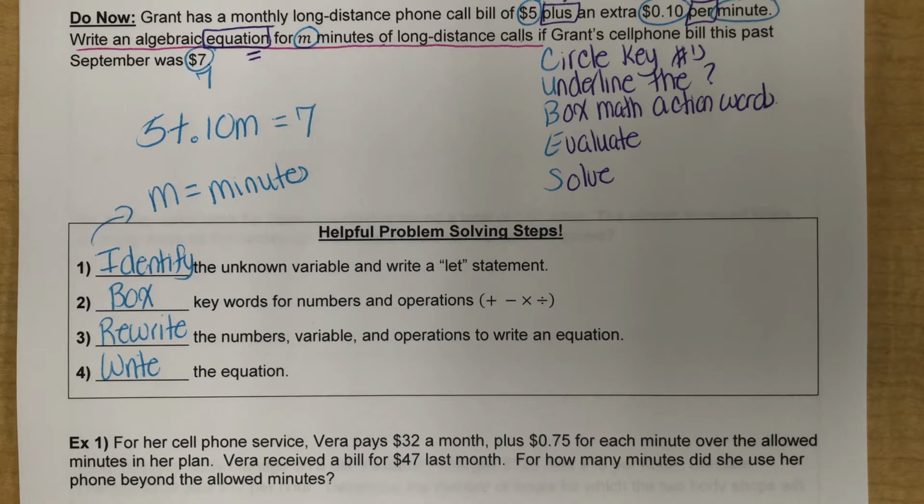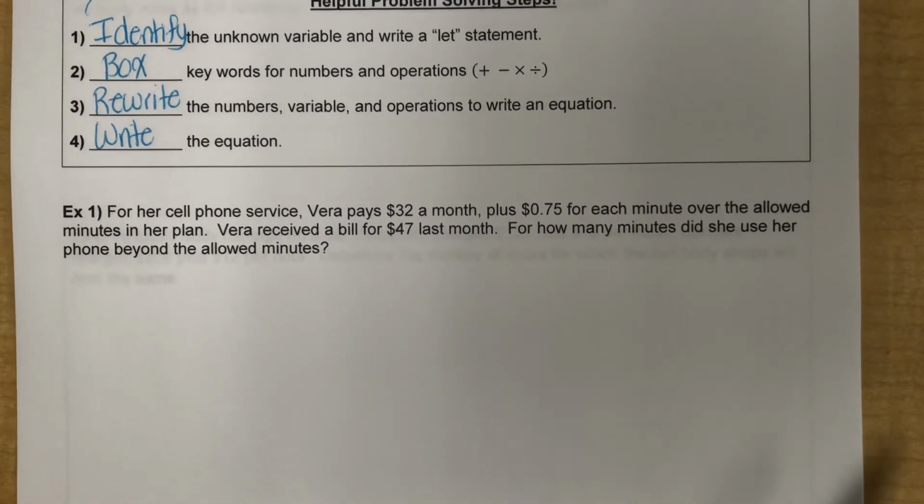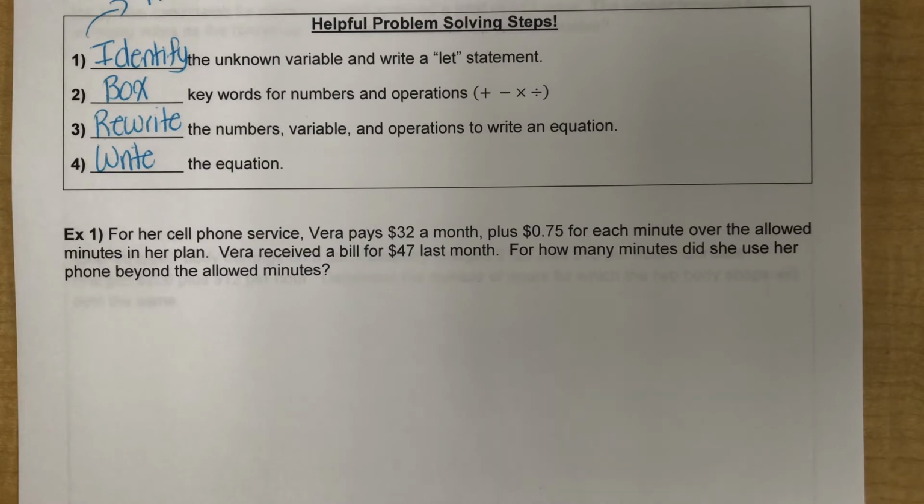All right, let's jump down to example 1 and let's practice what we just learned. So as we look at example 1, it says, for her cell phone service, Vera pays $32 a month, plus 75 cents for each minute over the allowed minutes in her plan. Vera received a bill for $47 last month. For how many minutes did she use her phone beyond the allowed minutes?